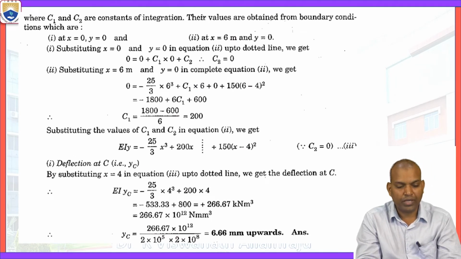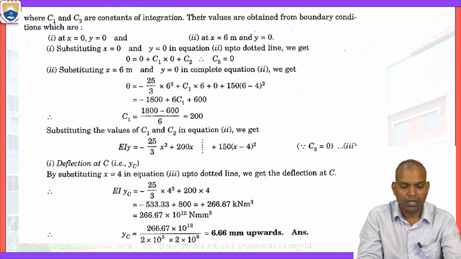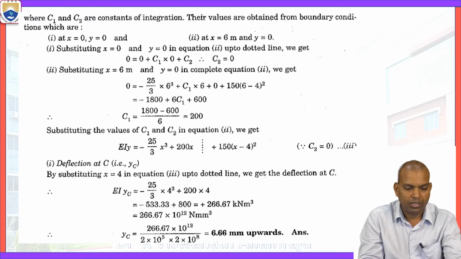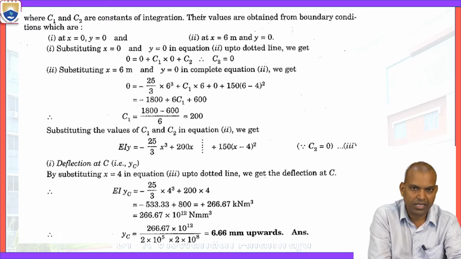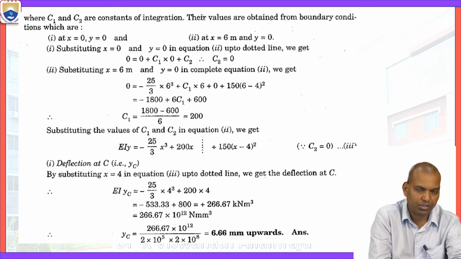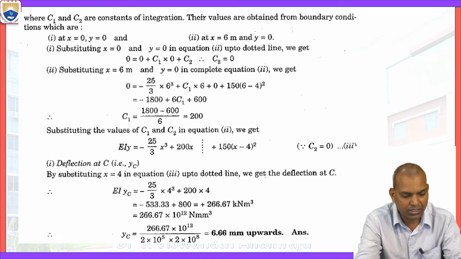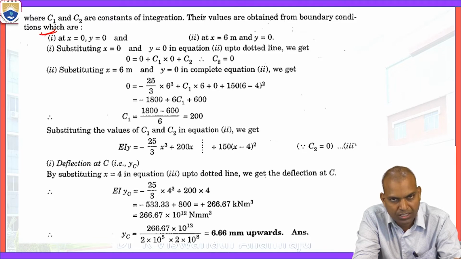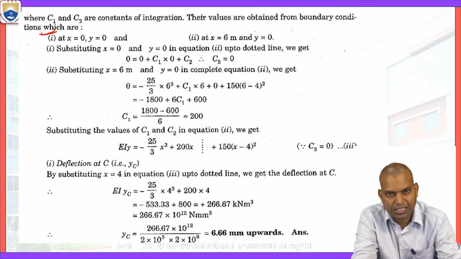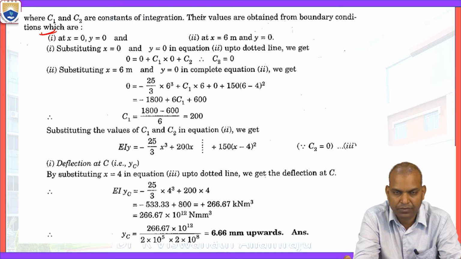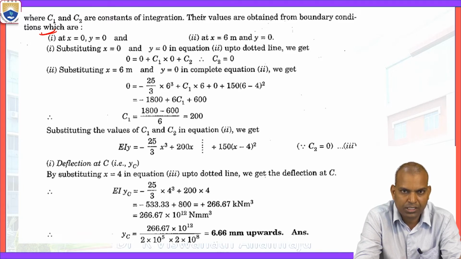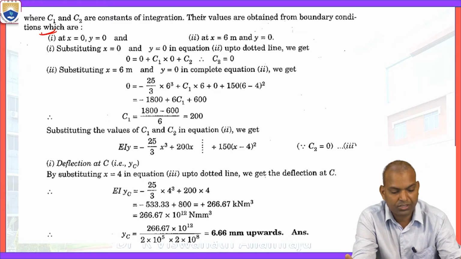Now after that, what to do? We have to use two boundary conditions in order to calculate the two constants of integration, C1 and C2. So how to select these boundary conditions? Always the deflections are 0 at the supports. Distances you take from the first support, from the left side onwards. At support A, x equal to 0. At support B, from left to right, x equal to 6 meters.